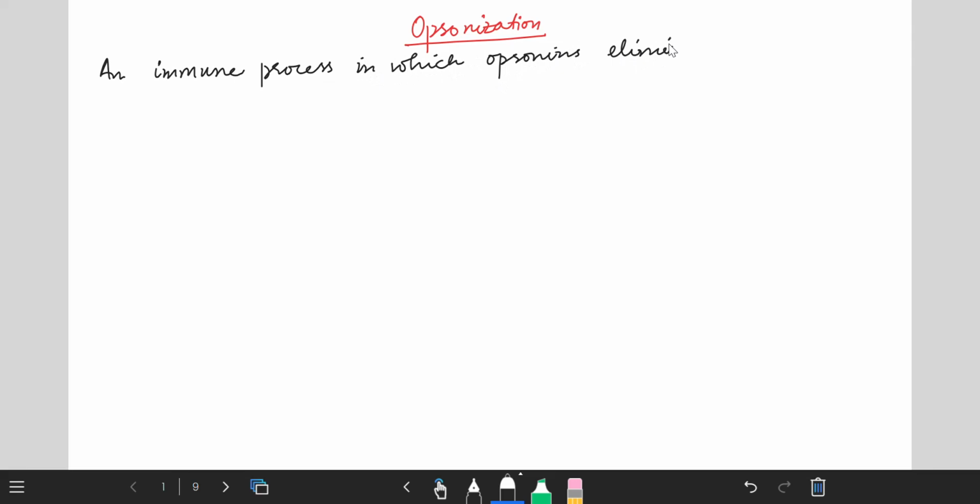Today's topic is opsonization. Opsonization is an immune response which uses opsonins to tag foreign pathogens for elimination by the phagocytosis process with the help of phagocyte cells like NK cells. So we can write it as an immune process in which opsonins eliminate pathogens by the phagocytosis process.